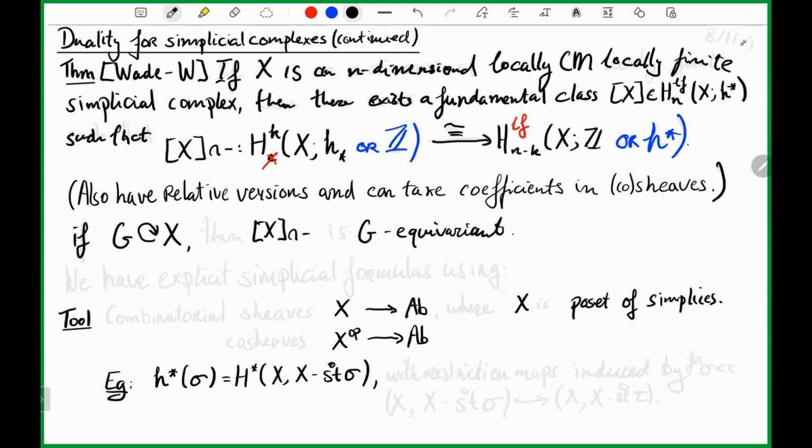what's the fundamental class then? I think I was planning on writing that down. Bear with me. I need to tell you a bit more about the set. It's an easy thing to say, but it's easy to say in general.